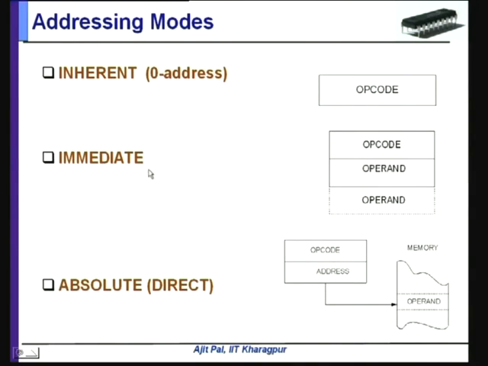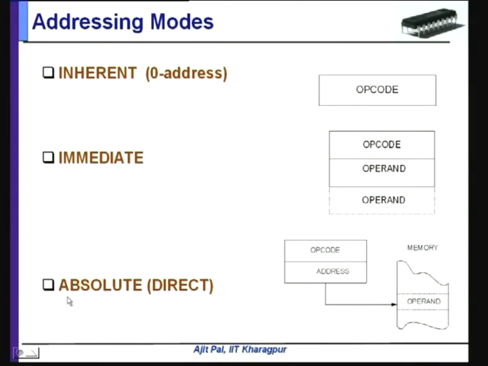Then in immediate addressing, the operand itself is provided as part of the instruction. That means you have the opcode, the first operand may be in the accumulator, and the second operand is provided explicitly as part of the instruction. If it is an add operation, you will add the content of the accumulator with the operand which is provided as part of the instruction. So, this is the second addressing mode.